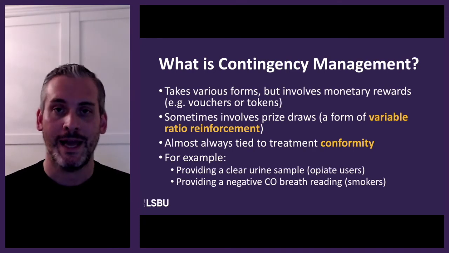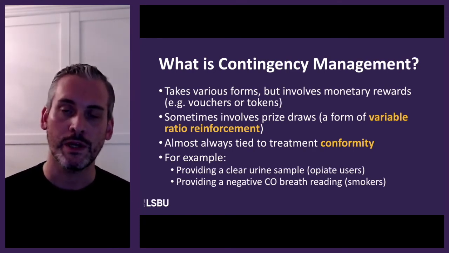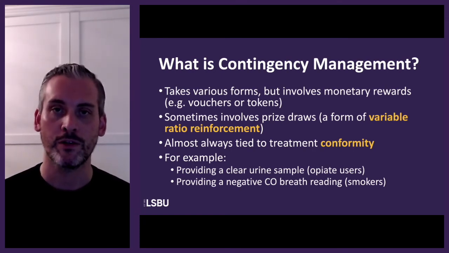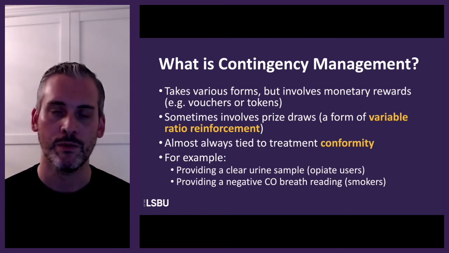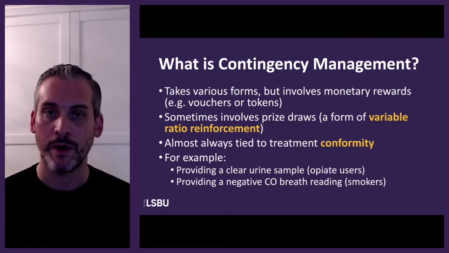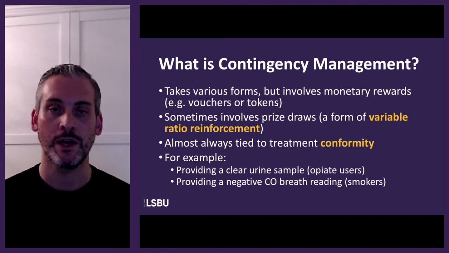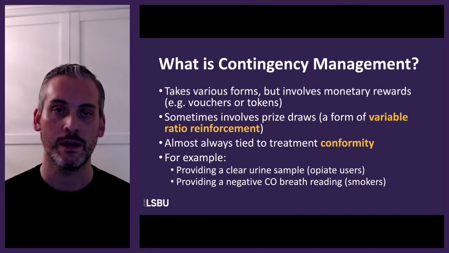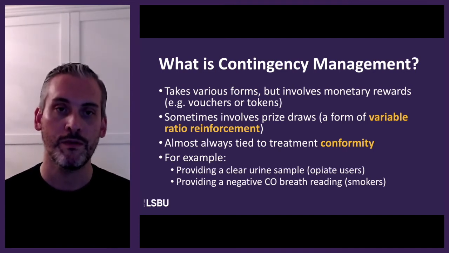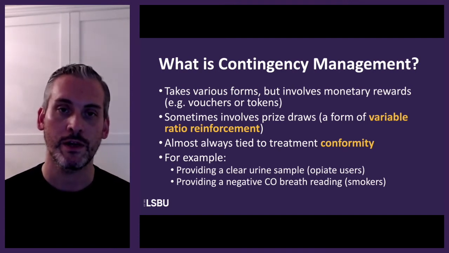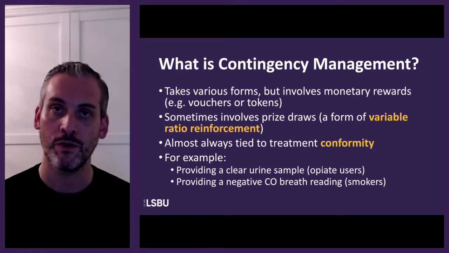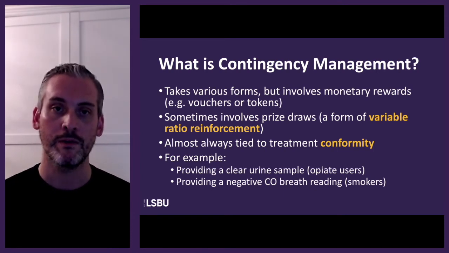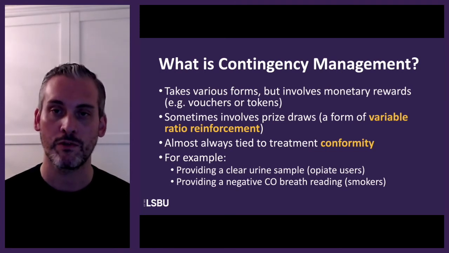So contingency management can take a number of different forms, but usually, almost always, it involves some form of monetary reward or money-related reward. It can be voucher-based or token-based. It can involve cash changing hands. Very often, in the context of treatment centres and interventions, it will more often involve vouchers or tokens. It can also sometimes involve prize draws, and so rather than people being given cash or voucher or token-based rewards, they may be entered into a prize draw.